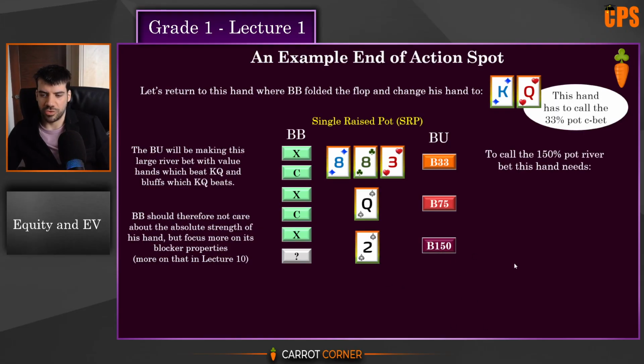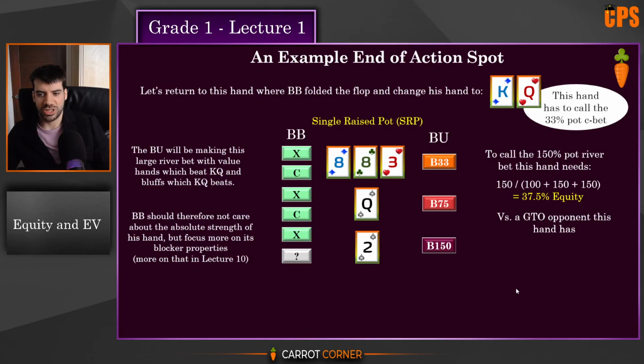So to call the 150% pot river bet, this hand is going to need, using our equation for end of action spots, 150, that's the call, divided by the 100 that villain is betting into, plus the 150 chips that villain has risked, and our call at the end of the day that becomes part of the pot. So we get to factor that in as the total pot from which we're trying to recoup our investment. This means that we require 37.5% equity to call, and versus a GTO opponent, according to PioSolver, this hand has basically about that.